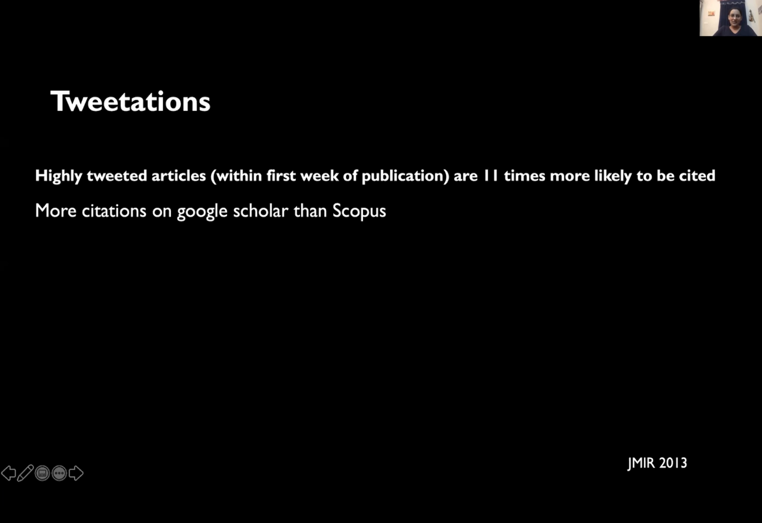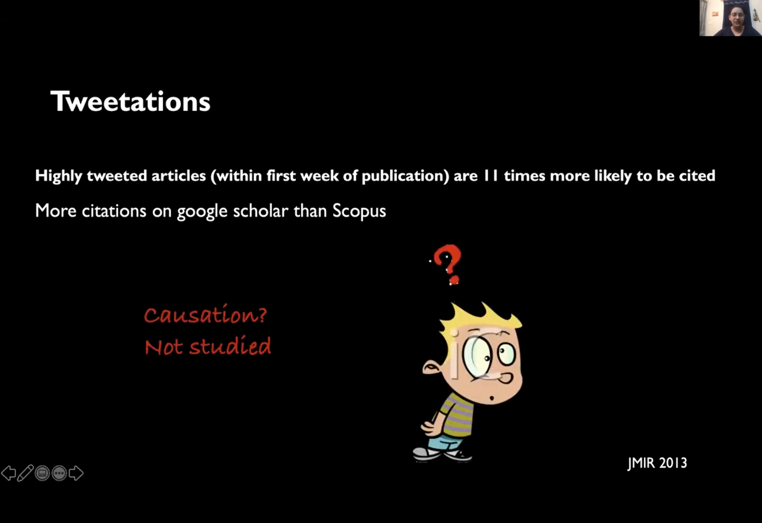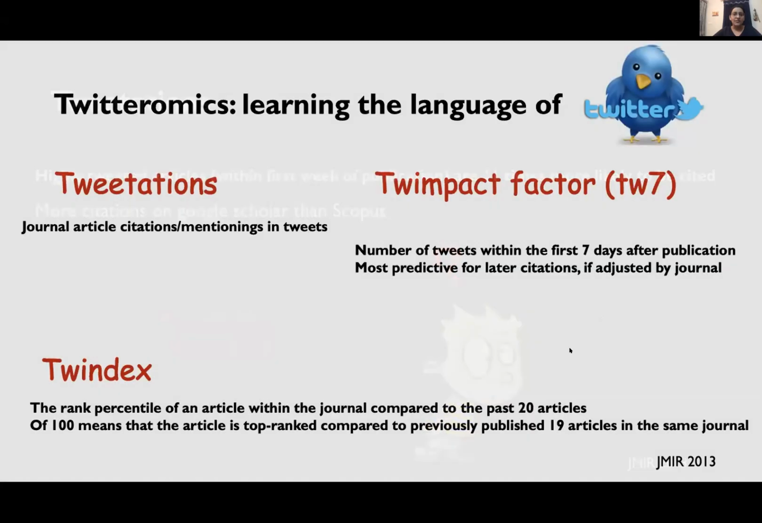So another important concept is tweetations. We need to understand the language of Twitter here, because one of the earliest and very popular papers on the usage of social media for article promotion studied this aspect: articles that were tweeted, especially within the first week of publication, and highly tweeted, were 11 times more likely to be cited. And there were more citations on Google Scholar than Scopus. They correlated better because Google Scholar typically samples citations from various sources. And whether the articles were tweeted because they were more cited, tweeting occurred earlier. Of course, causation has not really been studied, but an association is definitely documented.